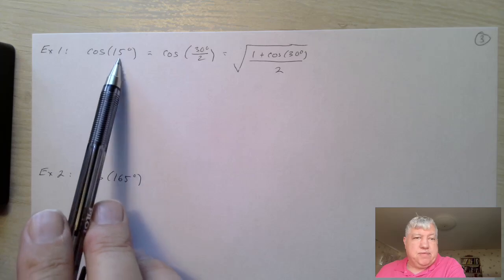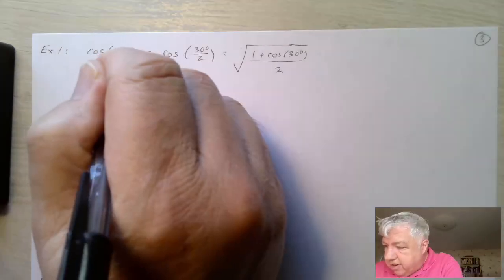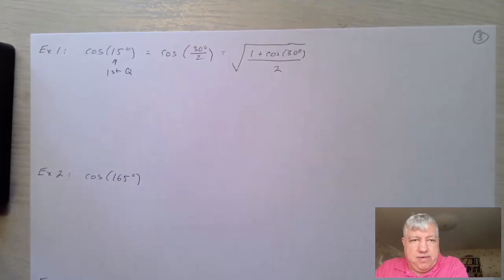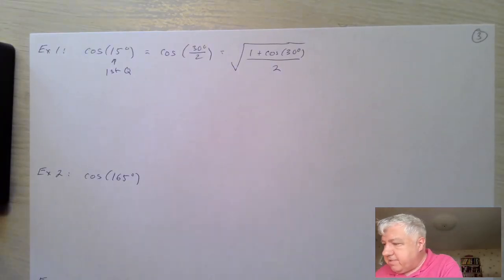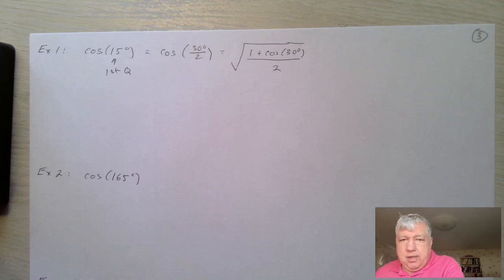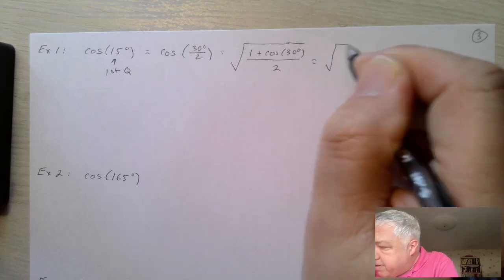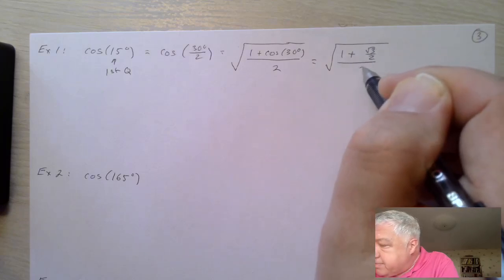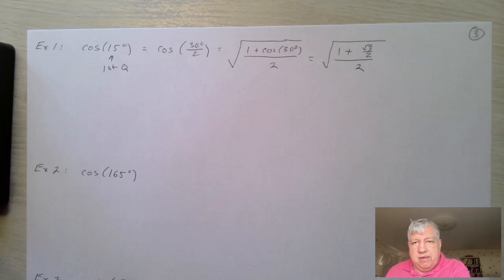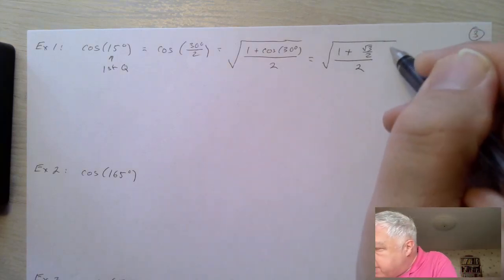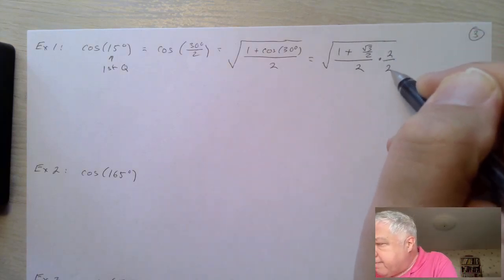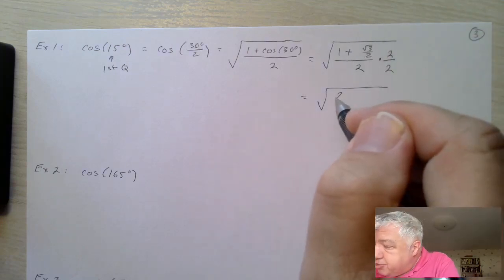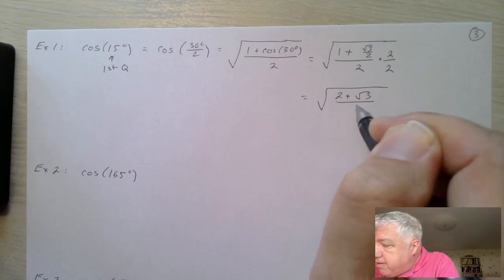And do we have a plus or a minus here? Well, what quadrant is 15 degrees? 15 degrees is in the first quadrant. So all the trig values are positive in the first quadrant, so this is the positive square root. And so we just have to remember that the cosine of 30 degrees is square root 3 over 2. And we could leave it like this, but I'm going to somewhat rationalize things. I'm just going to multiply and divide by 2 over 2. And then this becomes the square root of (2 plus the square root of 3) over 4.